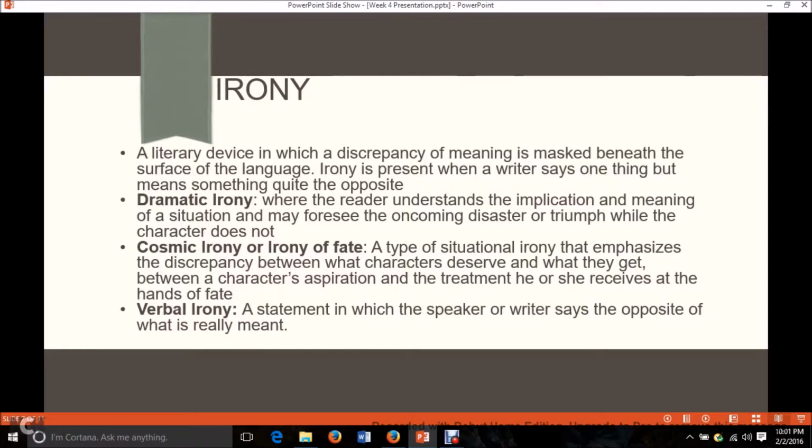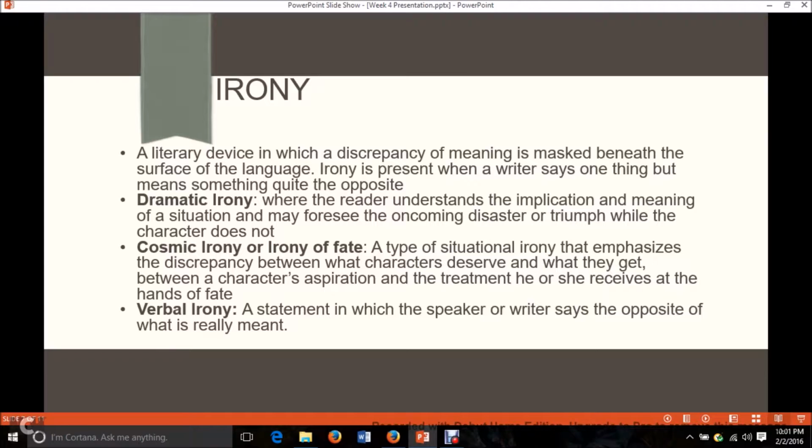So one element of style that is an interesting thing to look at is irony. This is a literary device in which a discrepancy of meaning is masked beneath the surface of the language. Irony is present when writers say one thing but mean something else, or something quite opposite.